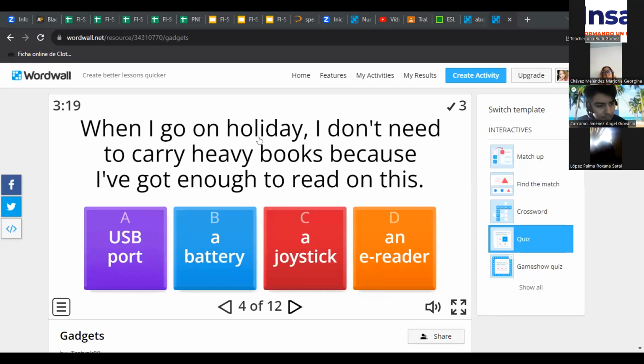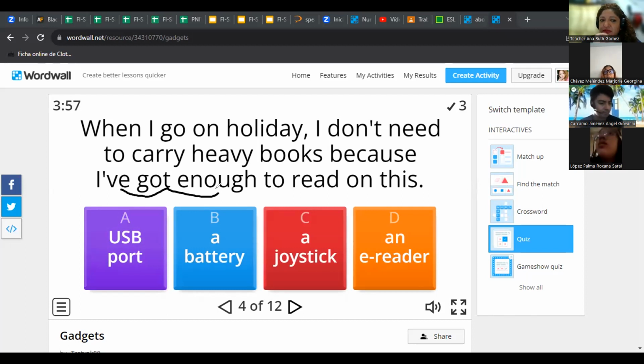Yeah, because the USB port is where you put the memory stick. Okay, Marjorie, help me with this one, please. Okay, when I go on holiday, I don't need to carry heavy books because I've got enough to read on this. All right, very good. Okay, I've got, all right, I've got enough. Okay, try to say this expression together, Marjorie. I've got enough. Enough, I think, is suficiente. No, but I don't want you to tell me the meaning in Spanish. I want you to pronounce it, all right? You say, I've got enough. I've got enough. Better, much better.